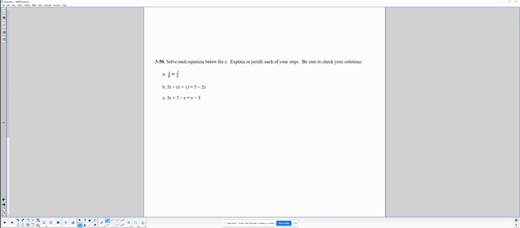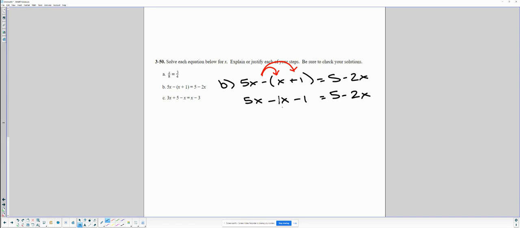Part B. 5x minus (x plus 1) equals 5 minus 2x. I would suggest that you go ahead and distribute this negative into both of these. So you'll end up with 5x minus 1x minus 1 equals 5 minus 2x. So that's distributing the negative into both of those.